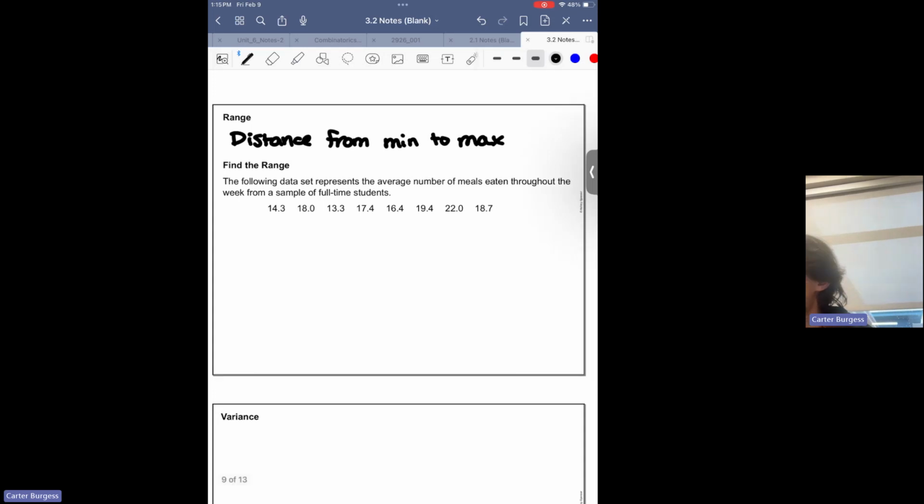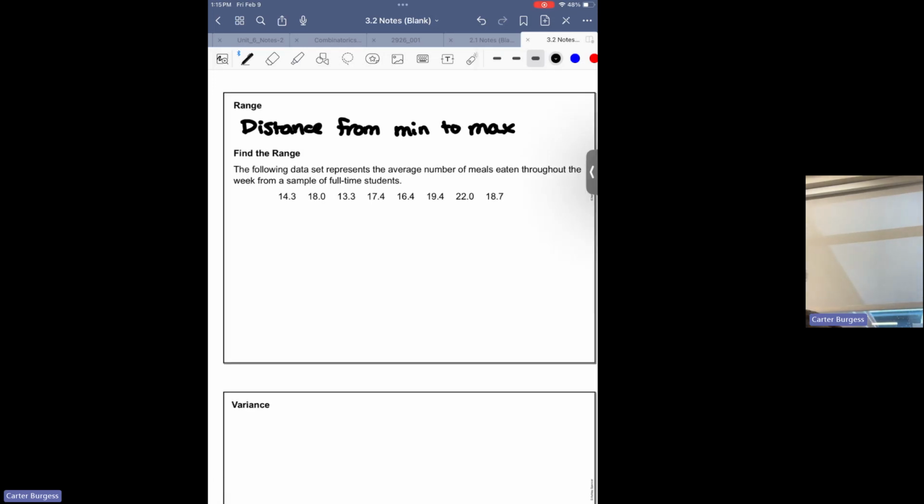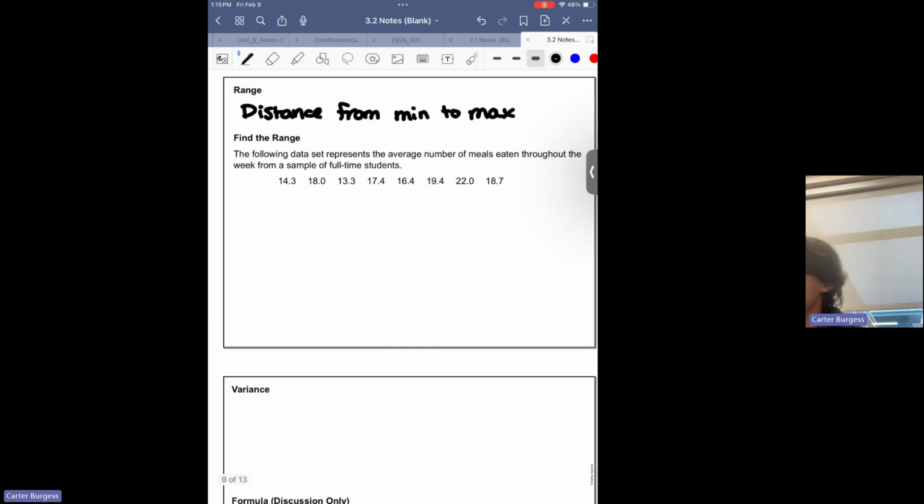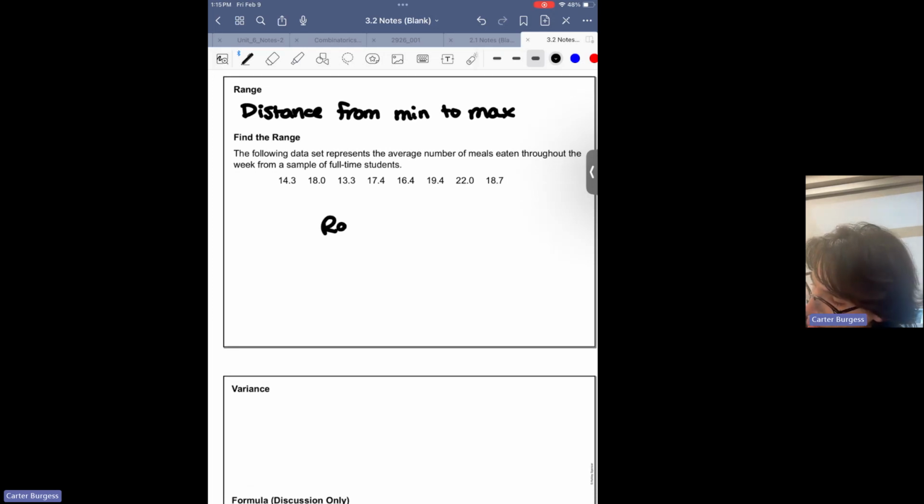Okay, so for this data set that we are given here, how would we set up figuring out our range? Not an equation, but how would we do this? I guess kind of an equation, but not really. How would we find a range here? Okay, so what's the maximum of this data set?